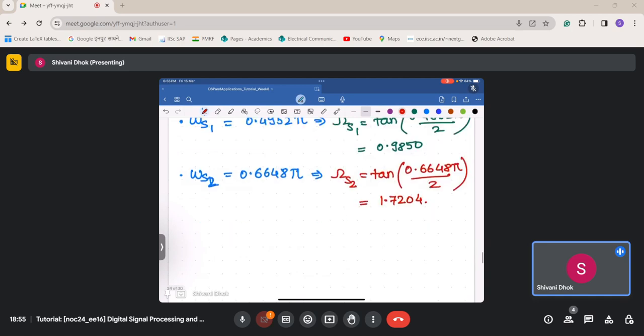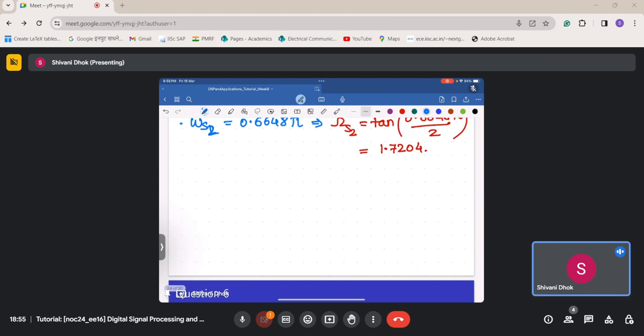Okay, so now we have the equivalent analog domain filter specifications. Specifically we have capital omega p1 as 1.0629, capital omega p2 is 1.5790, omega s1 is 0.9850, and omega s2 is 1.7204.